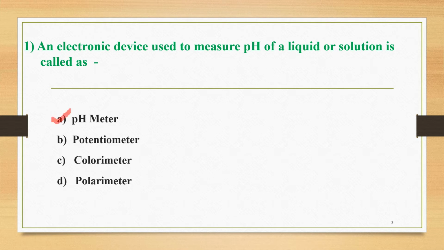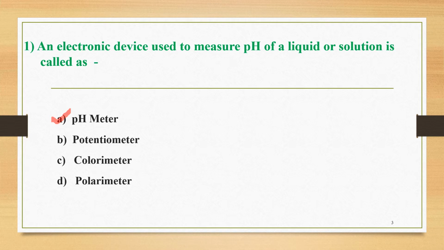So the function of this pH meter is to measure the pH of a liquid or a solution. The rest of the instruments, that is potentiometer, colorimeter or polarimeter, have different applications. The potentiometer is commonly used to determine the potential of a particular cell. At the same time, the potentiometer may be used to determine the pH of a particular solution at some instances, but commonly the pH meter is used to measure the pH of a liquid or a solution.